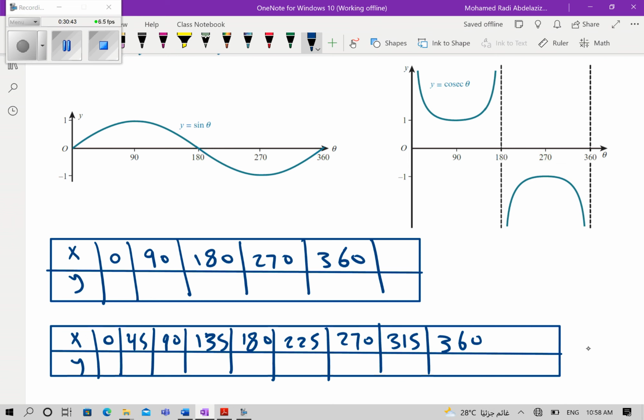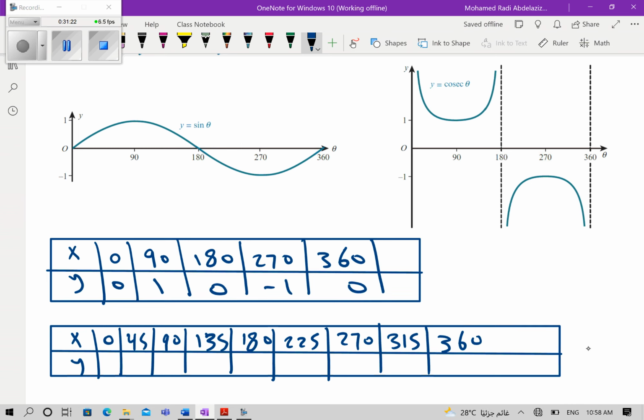Anyway, we use the calculator, mode 7. Write your function, sine x. Start at 0, end at 360, step 90, or 45, or 30, and press equal. You will get this table, right? You will get 0, 1, 0, minus 1, 0.